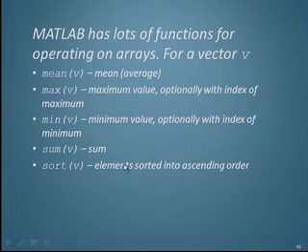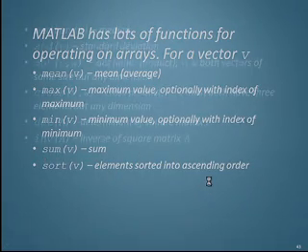Sum adds it all up, sum adds the vector, or if it's a table of numbers, I believe sum will just add up all the columns by default. Or if you choose to do it differently, it can add up all the rows. You can sort a vector in ascending order.